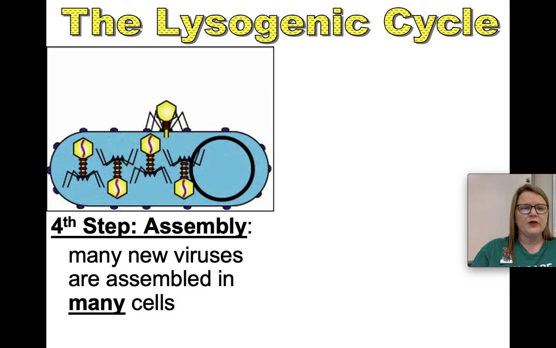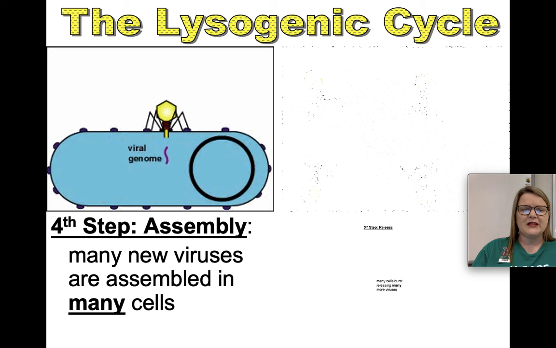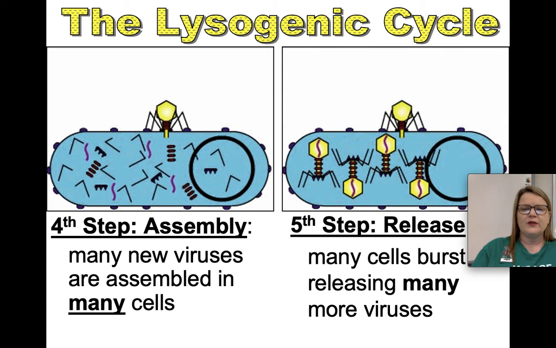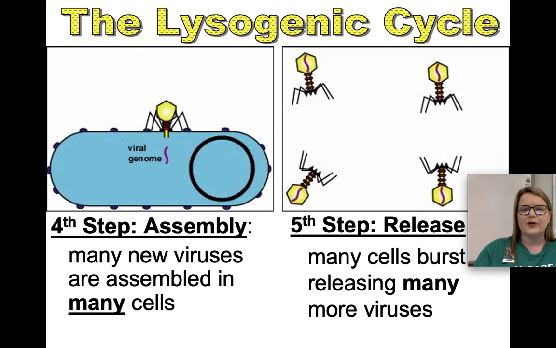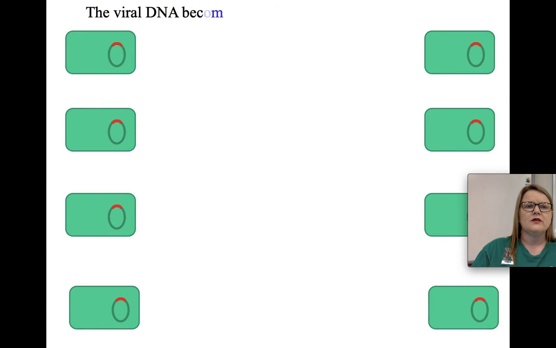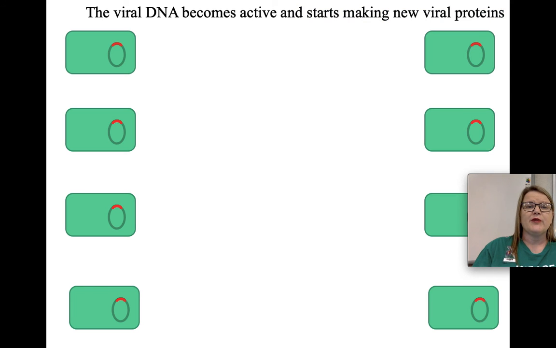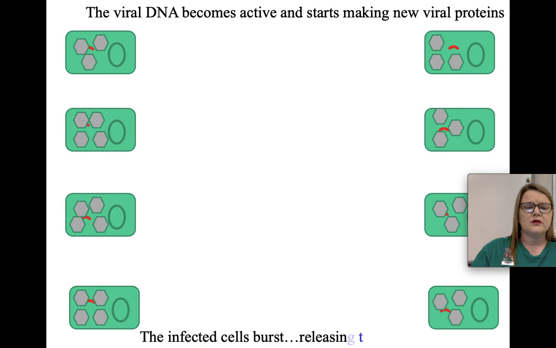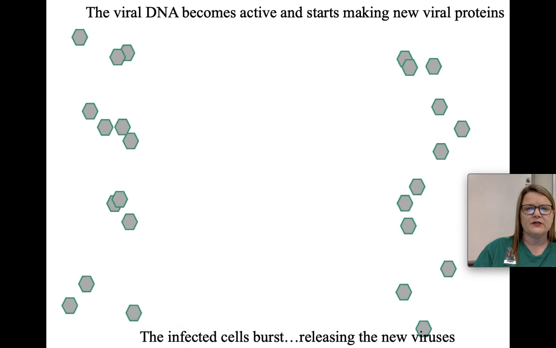Fourth step, assembly. Many new viruses are assembled in many cells. Fifth step, release. Many cells burst, releasing many more viruses. So the viral DNA becomes active and starts making new viral proteins. The infected cells burst, releasing the new viruses.